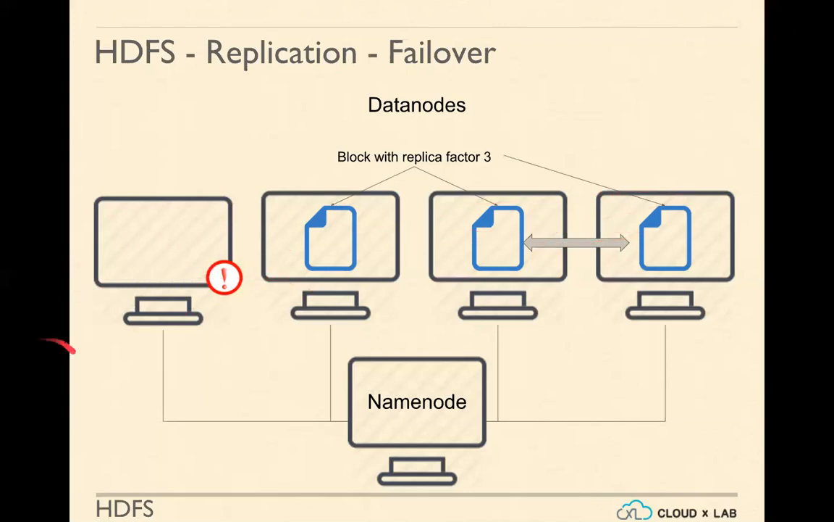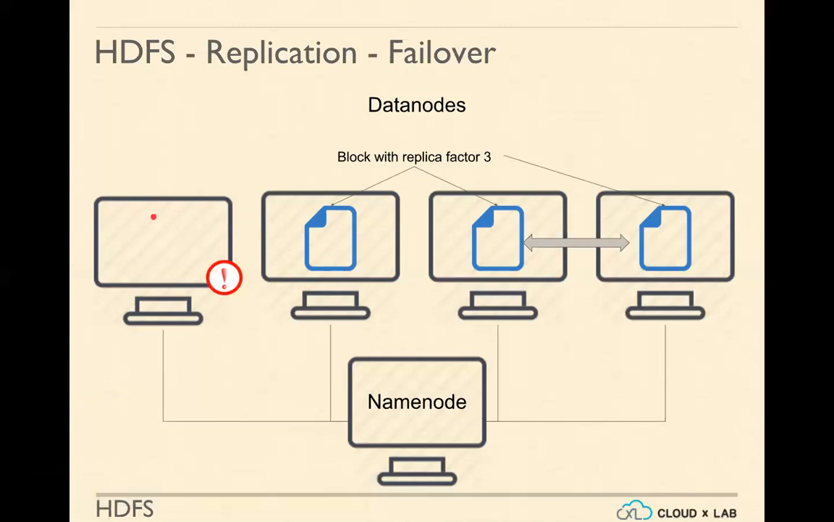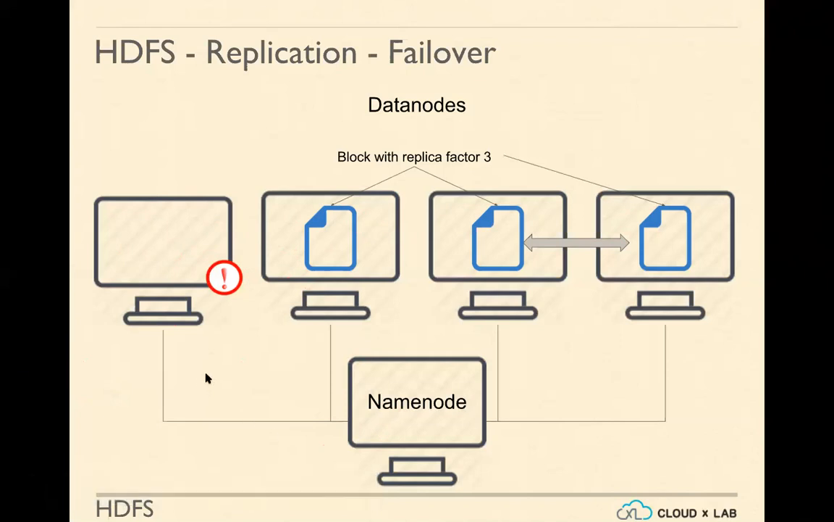A question from Krishnakant, who verifies the checksum of files? So the name node orders these nodes to compute the checksums and then lets them compare each other. The process is started from the name node. Name node orders them.